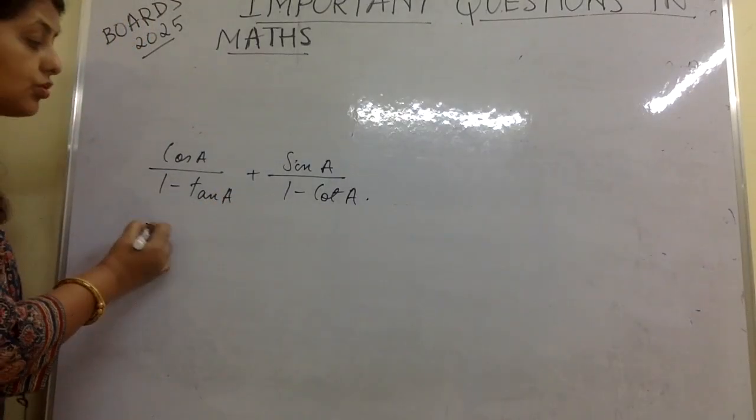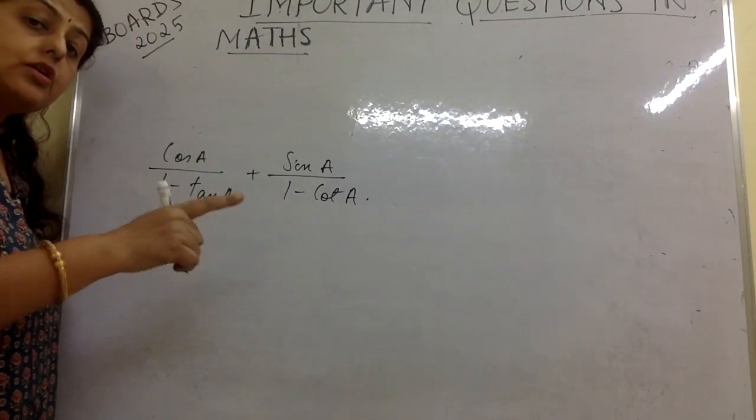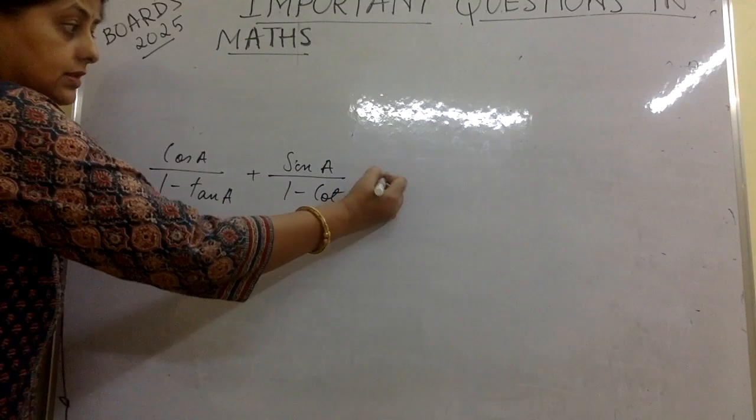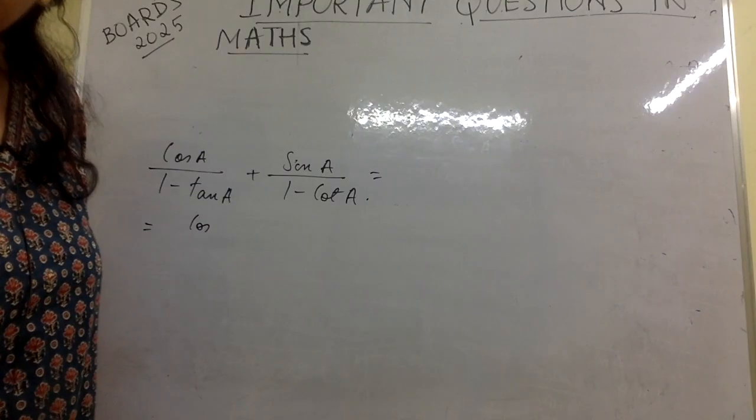In this question, don't try to do it by the tan and cot method. It is better to take the sin cos method. Sorry, I didn't write the RHS.